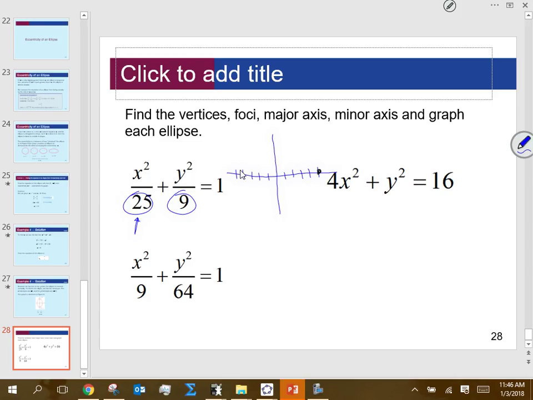All right, so you're about 5 units that direction, and 5 units in that direction. All right, now I'll take the square root of 9, and that's paired with the y. So the 3 that I get when I take the square root of 9 is going to tell me the distance I go in my y direction.